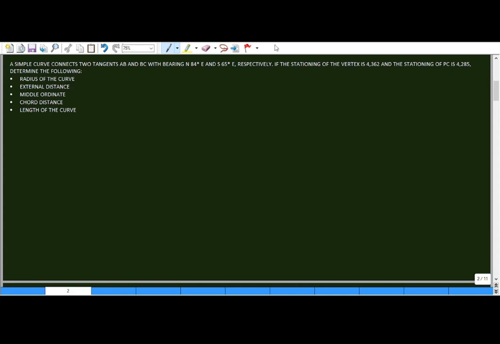So before we can actually solve for the radius, the external distance, middle ordinate, chord, and the length of the curve, mas madali natin siyang ma-solve if we're going to draw yung ating simple curve. I have already discussed with you bearings of lines. So let's draw this.